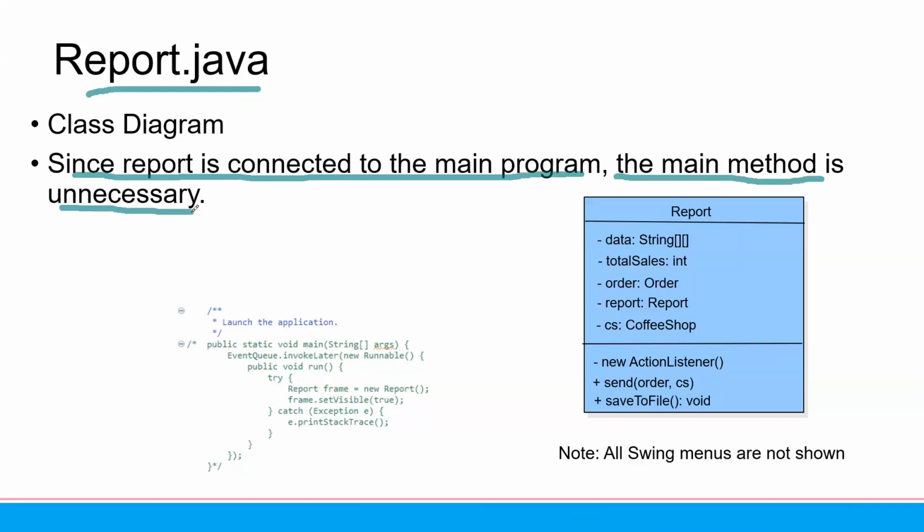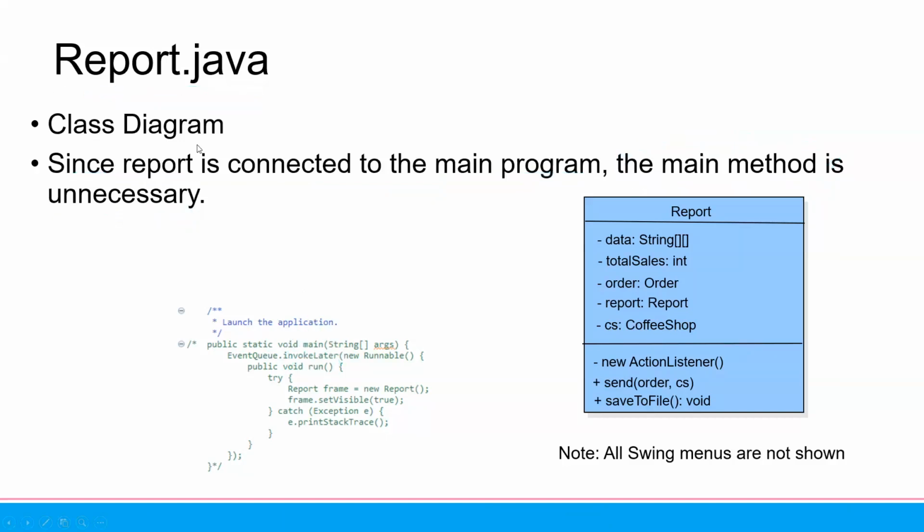Do you know why? The main method is not necessary. When you create a program, there should be only one class that uses the main method. That should be the client, or the one Java class. If you are going to connect the coffee shop and the report, then for the report, you can just remove the main method.